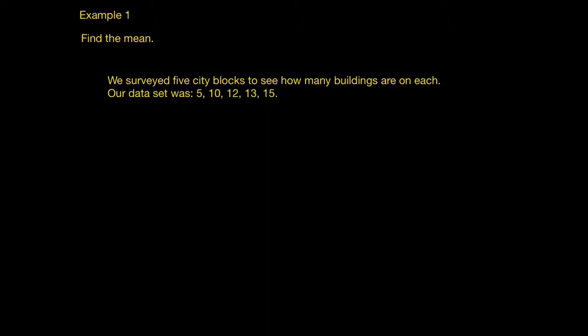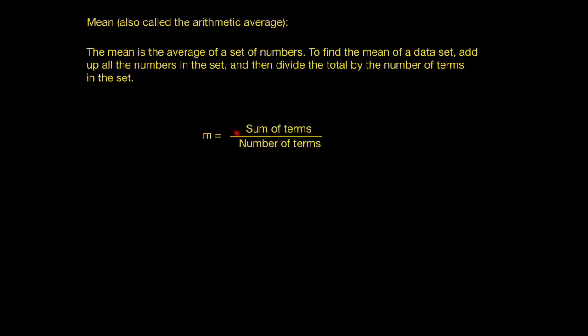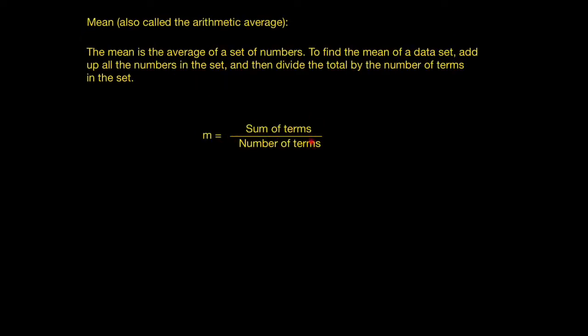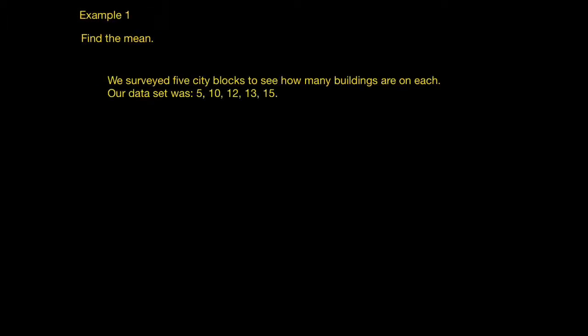To find the mean, we're going to have to get the sum of all of our terms, so we're going to have to add up all of these values, and then we're going to divide by the number of terms. So here we have 1, 2, 3, 4, 5 terms total, so after the addition, we're going to divide by 5. So let's go ahead and do it.